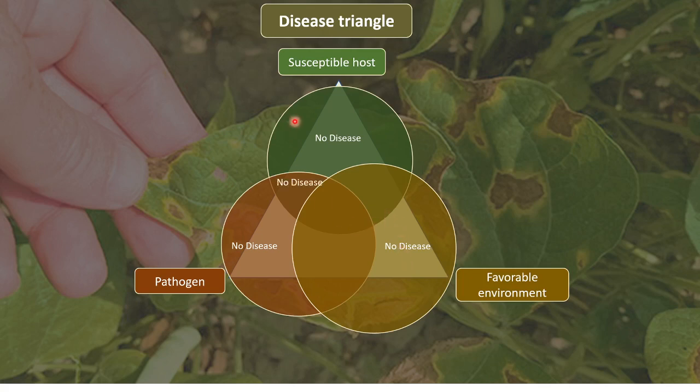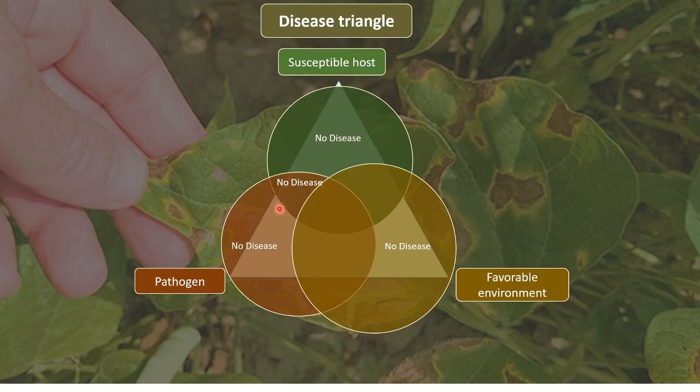Similarly, even if two of these are present, for example pathogen is present and susceptible host is present. For example, there is some fungal species that spreads through spores. So if there are spores present, the pathogen is present, and if there is also a susceptible host, for example some plant present, so both are present, but there is no favorable environment, then also there will be no disease.